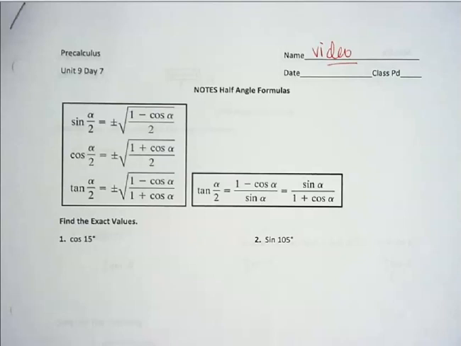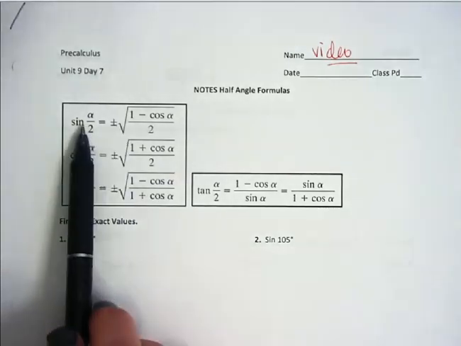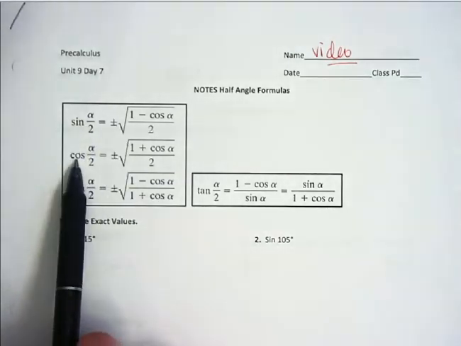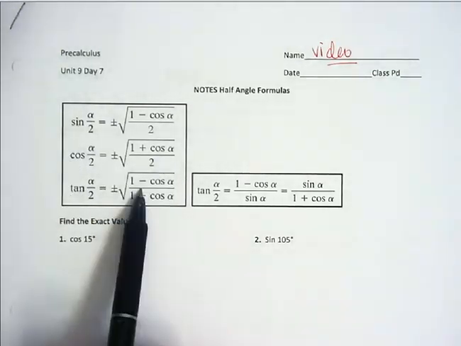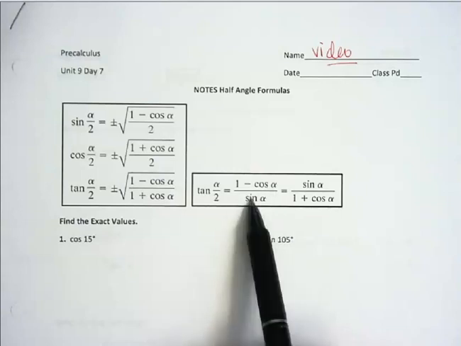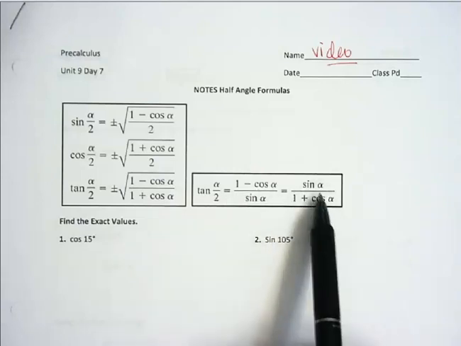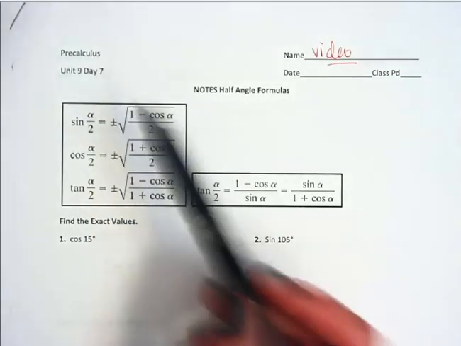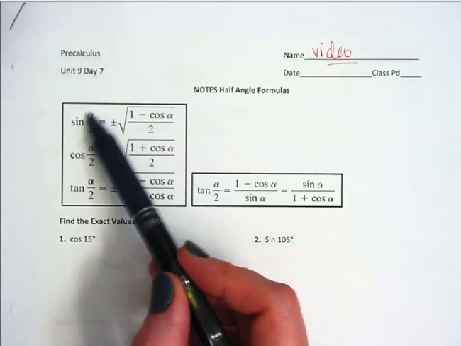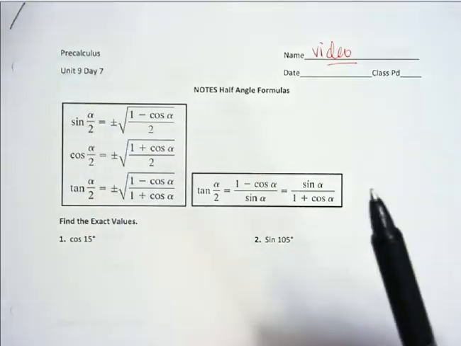All right, so here's our video for half angle formulas. I want you just to take a minute and look at them. We have a sine formula, a cosine formula, a tangent formula that involves a square root, and then two tangent formulas that involve just fractions. So these are called half angle formulas, because we'll take some angle from the unit circle and then divide it by 2.